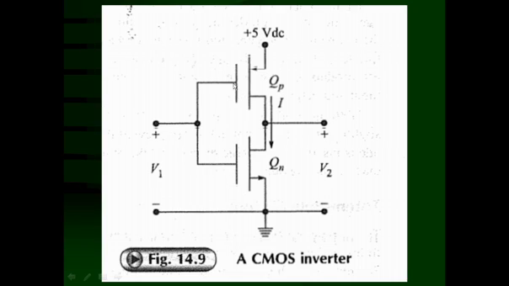This is a P channel MOSFET, this is an N channel MOSFET, both connected in complementary mode. Here the source is connected with the positive terminal. Here the source is connected with the negative terminal, ground. This is the input voltage, this is the output voltage. When the input is 0, this MOSFET is off and this MOSFET is on, so 5 volt will appear here and the output is high. When V input is high, that is 5 volt, QN is on, so this switch is closed. So ground voltage appears here, the output voltage will be low, and this switch is open.